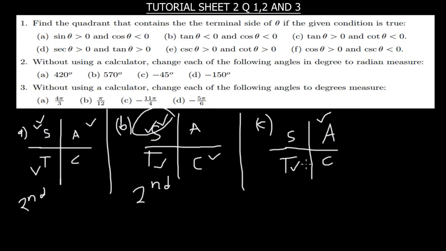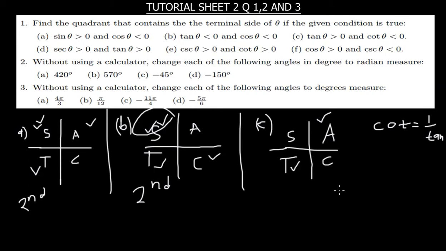And then we look at cot now. Cotangent is the same as 1 over tan. So 1 over tan does not change anything in terms of the sign, whether tan is greater than 0 or less than 0.